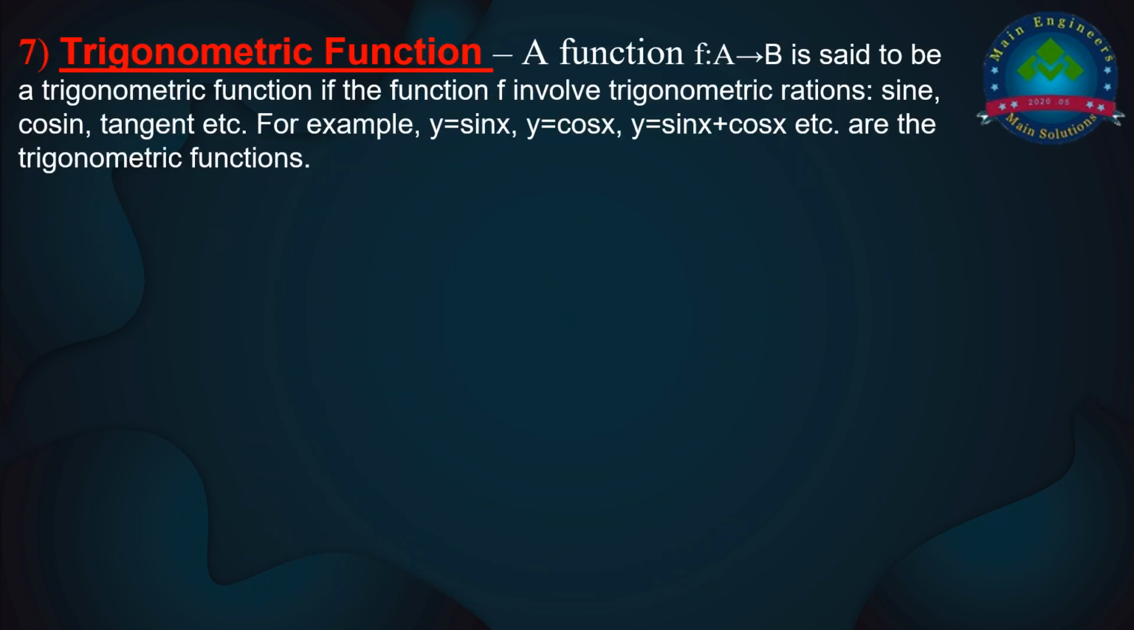Here comes the trigonometric function. A function f from A to B is said to be a trigonometric function if the function f involves trigonometric ratios: sine, cosine, tangent, etc. For example, y is equal to sin x, y is equal to cos x, y is equal to sin x plus cos x, etc. are trigonometric functions. That means if your equation is in the form of y equal to sin x or cos x or sin x plus cos x, then this form of equation is called a trigonometric function.